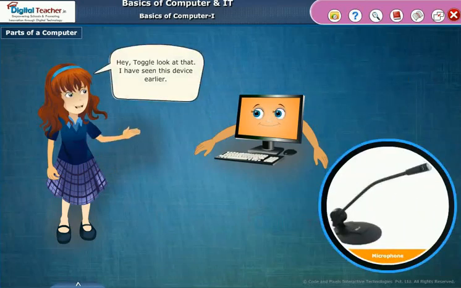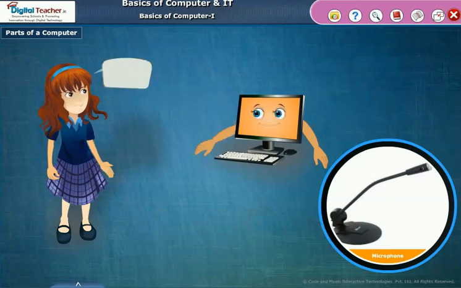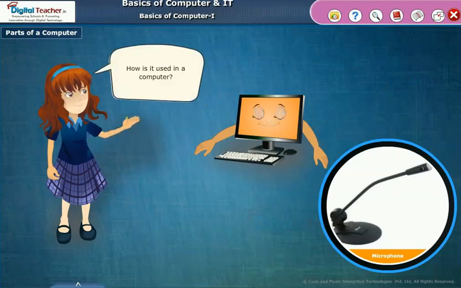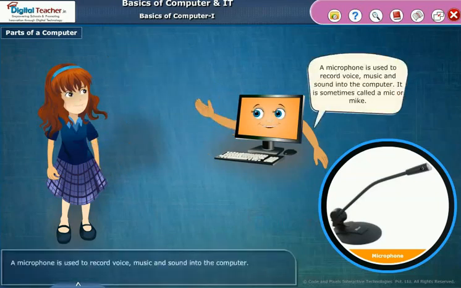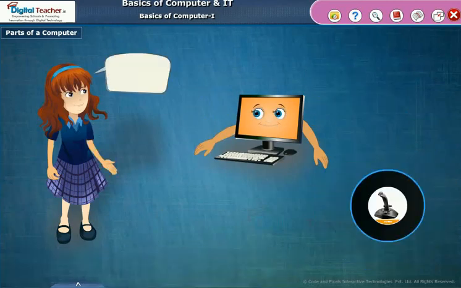Hey Toggle, look at that. I have seen this device earlier. Yes, Chinky, that is a microphone. How is it used in a computer? A microphone is used to record voice, music, and sound into the computer. It is sometimes called a mic or mike.